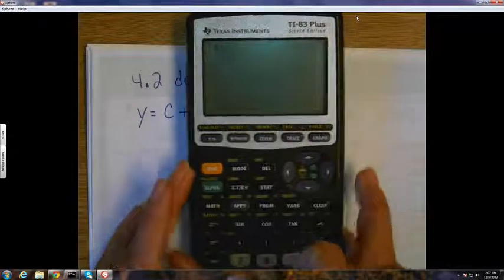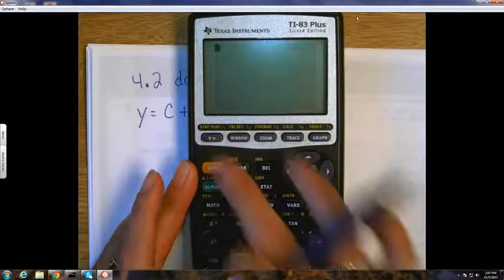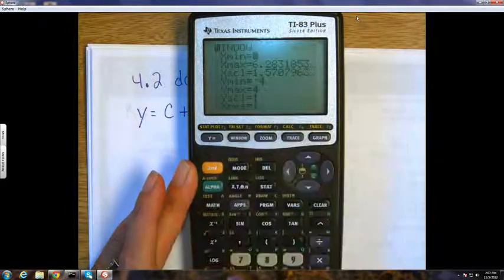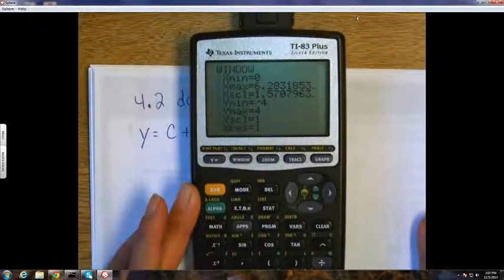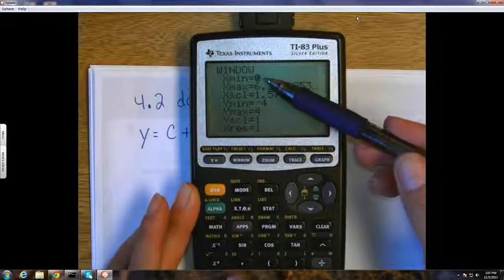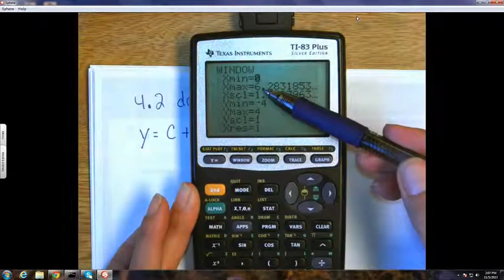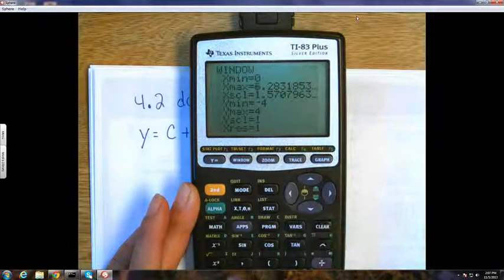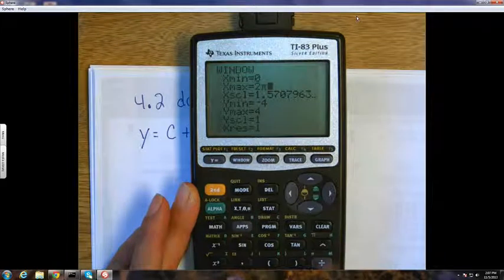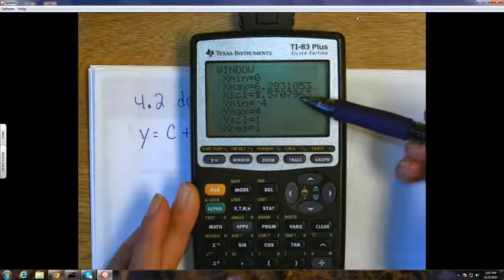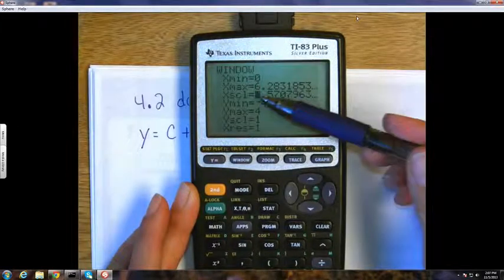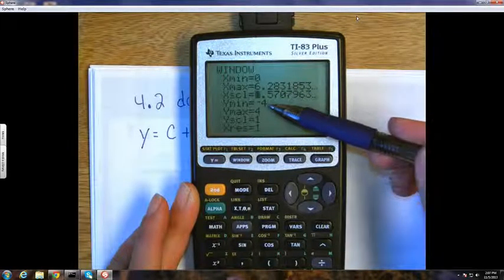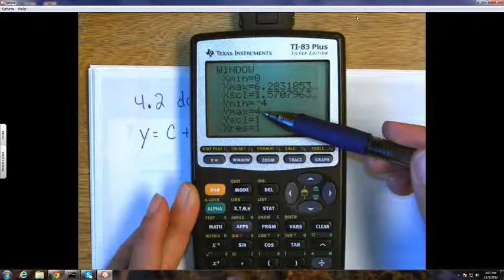With your calculator, go to window first and make sure the window's set up. I want the x min at 0 and the x max at 2 pi. You can just type in 2 pi and then it'll kick back the decimal equivalent, 6 point something. The x scale doesn't matter. That's where it puts a tick mark, at every half pi. And then the y min I want -4 and the y max I want 4.